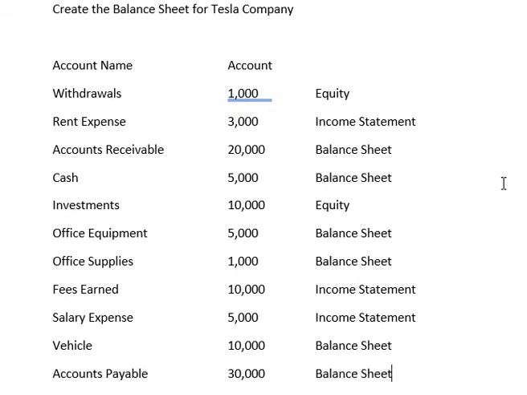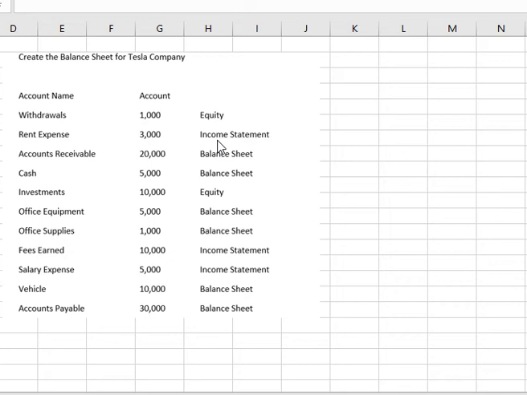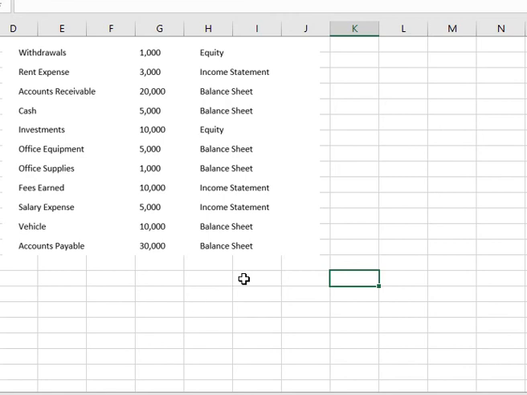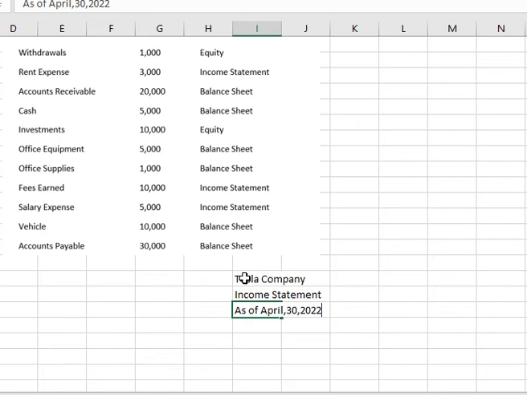After we analyze everything here, now we can create the table. Now I am going to create the income statement. For this one, I will put the company name. That's Tesla company. So the first thing, that's the income statement, as of April 30, 2022.